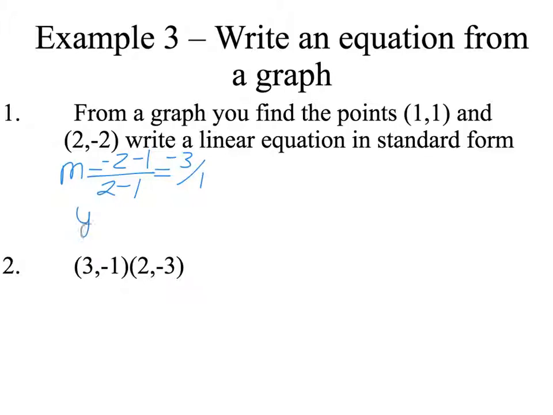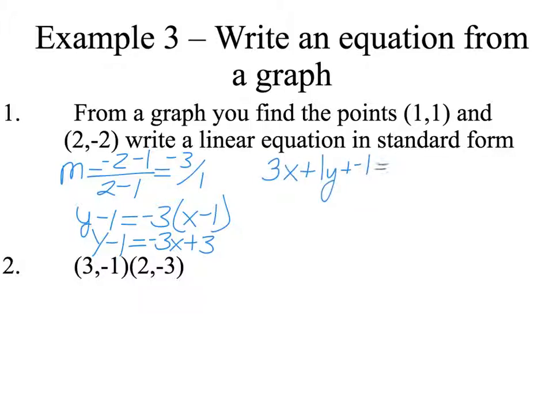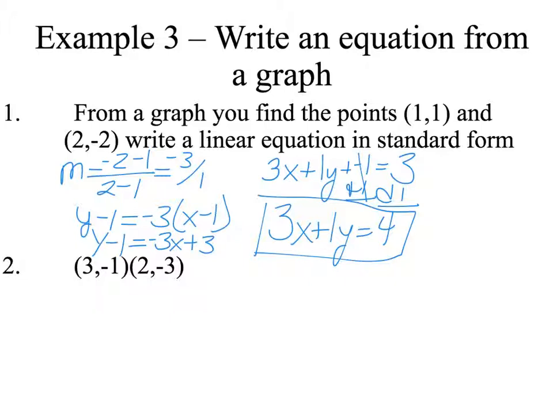So y minus 1 equals negative 3 times x minus 1. Distribute through the parentheses. Y minus 1 equals negative 3x plus 3. I'm going to add 3x to each side. So 3x plus 1y plus negative 1 equals 3. Add 1 to each side to get my constants together. 3x plus 1y equals 4. So it's the same thing we were just doing. You just have the extra step of finding the slope first.